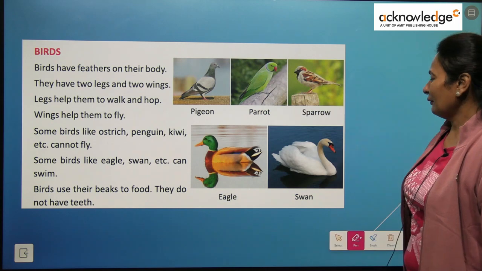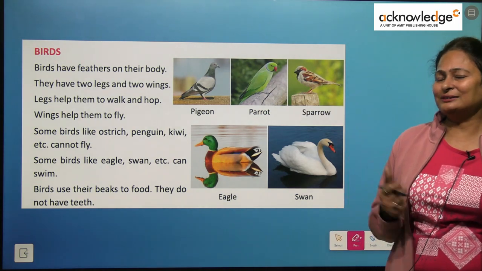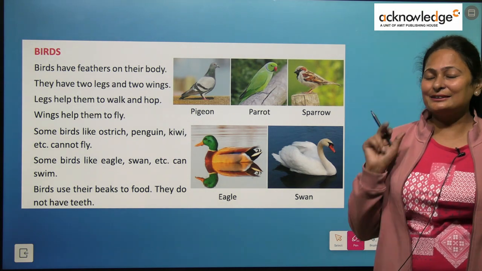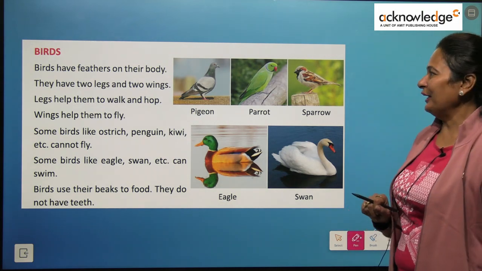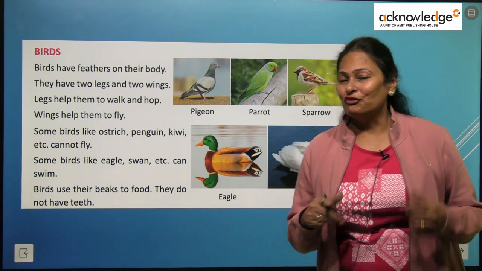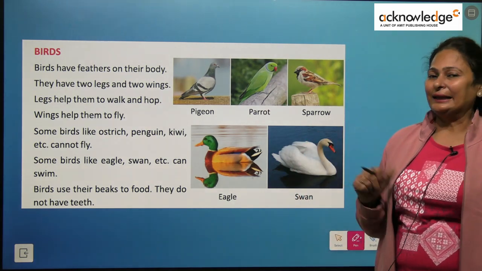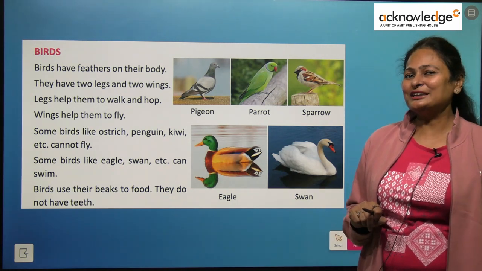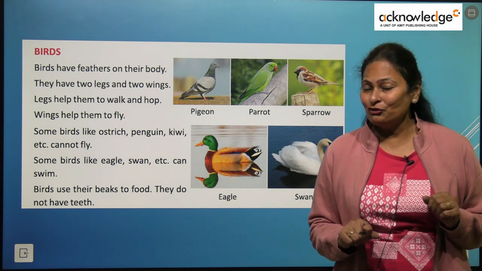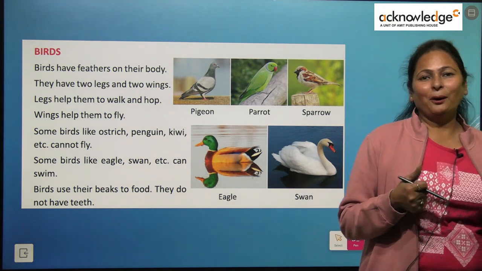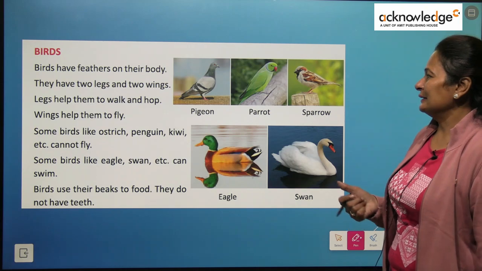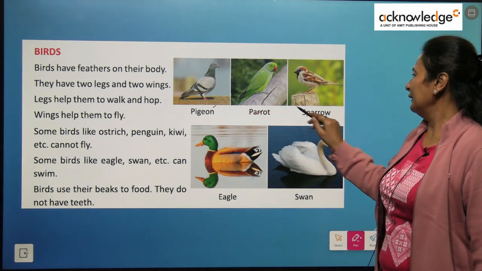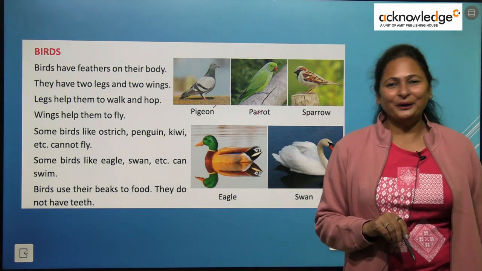Birds. We all love to watch birds. When we get up in the morning, we hear the chirping sounds of birds. It is very pleasant to hear. Very good. So, birds have feathers on their body. They have 2 legs and they have two wings to fly. Yes, they have wings to fly and they walk and hop with their legs, right? Examples of birds are pigeon, parrot and sparrow, right?